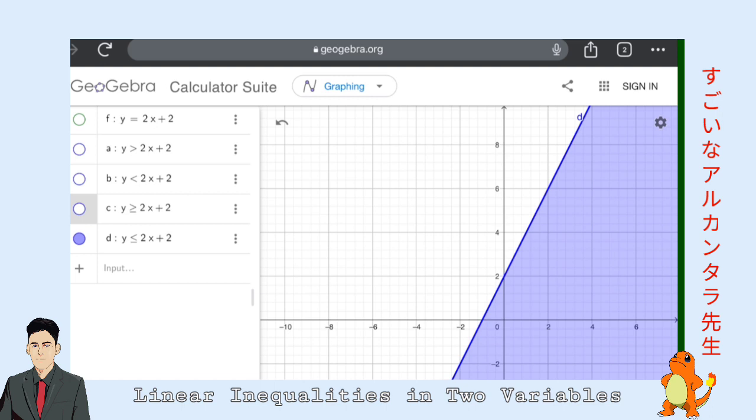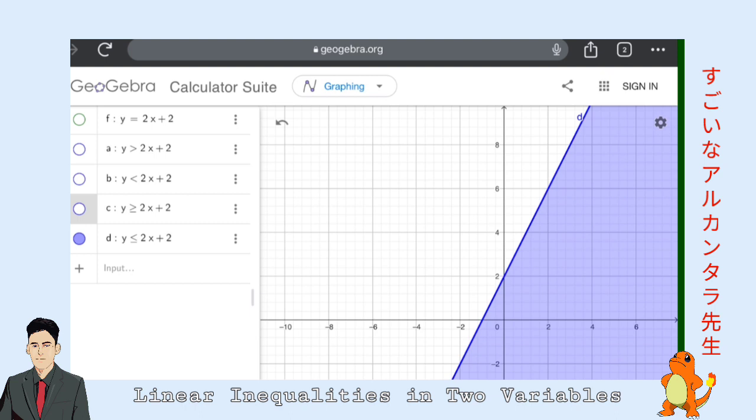You can actually make this easier for yourself by remembering or somewhat using your common sense. If you have the symbol greater than, the word there is greater, this implies that the shaded region should be above the boundary line. And if your symbol is less than, it should be below that.